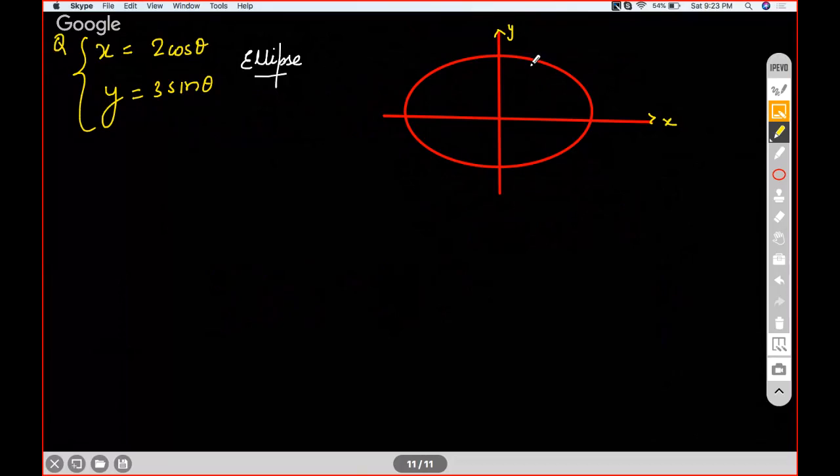So just integral of 2 cos theta minus. No. So what interval do you take? Yeah, that's a question.